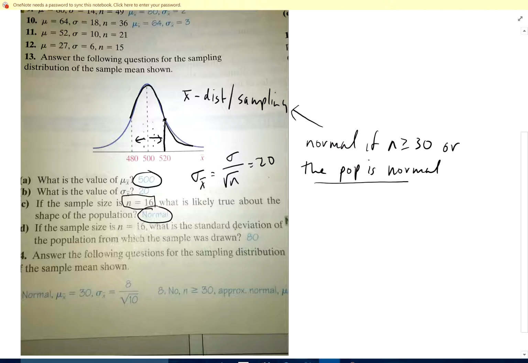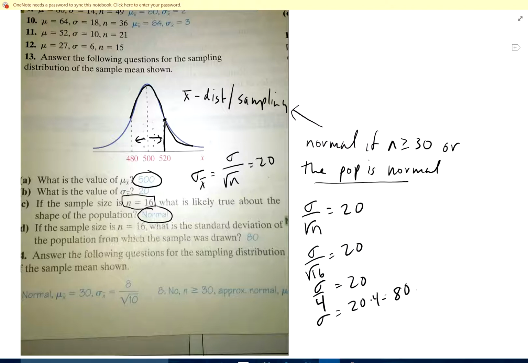D. Sample size is 16. What's the standard deviation of the population? Well, sigma over the square root of n is 20, and they're telling us that n is 16, so sigma over the square root of 16 is 20. Sigma over 4 is 20, so sigma must be 20 times 4, or 80. Alright, that's that, and we'll leave that alone and do the last two on the next video.